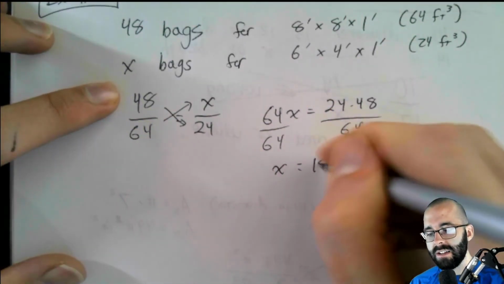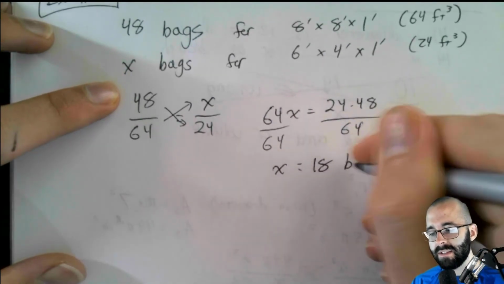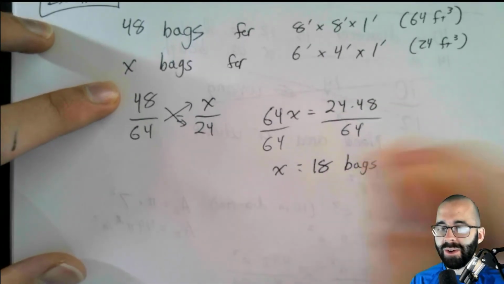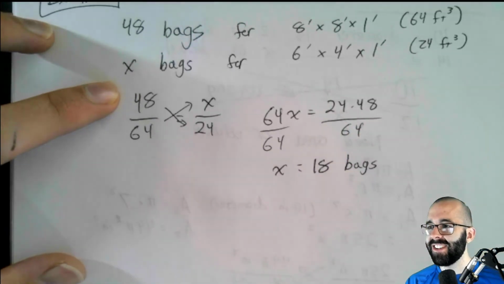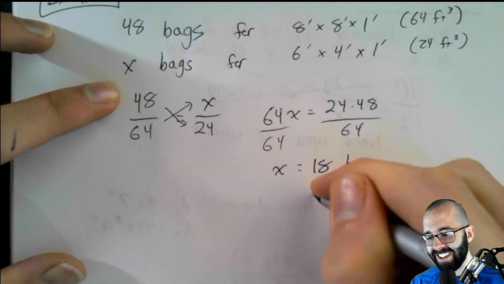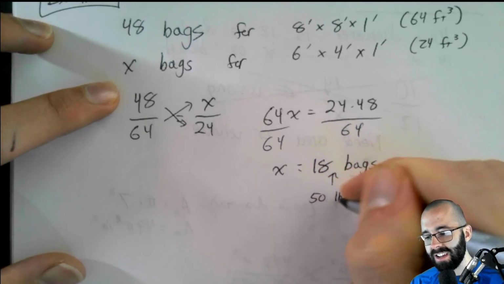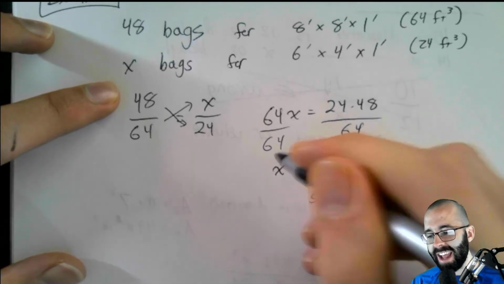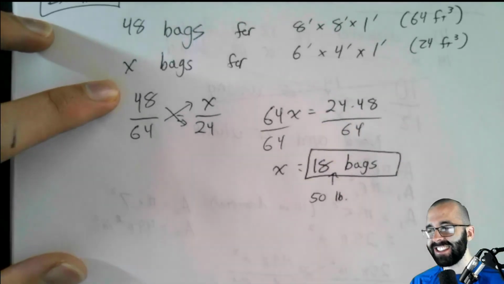24 times 48 divided by 64. We get 18. Should need 18 bags. 18 50-pound bags. You can include that, 50 pound. 18 bags. I'm just going to say 18 bags is our answer.